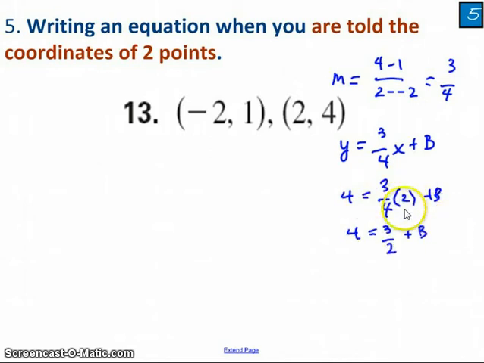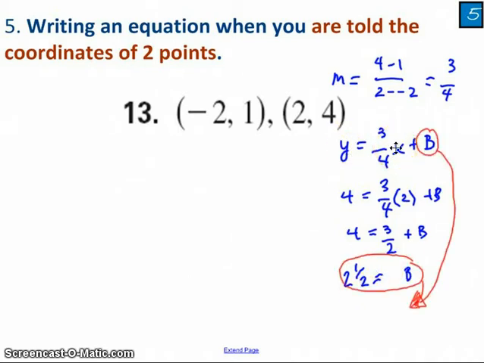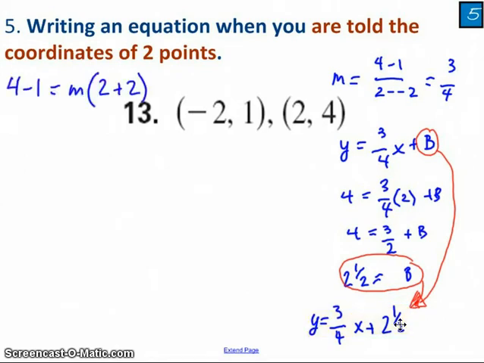Multiply the 3/4 times the 2, I get 3/2. Move the 3/2 over, and I'm going to get b equals 2.5. Put this b together with what I had up here, like so, and I'm going to get an equation. Y equals 3/4 x plus 2.5. That's the equation in slope-intercept form, and that's a perfectly legitimate answer. There is a slightly faster way.